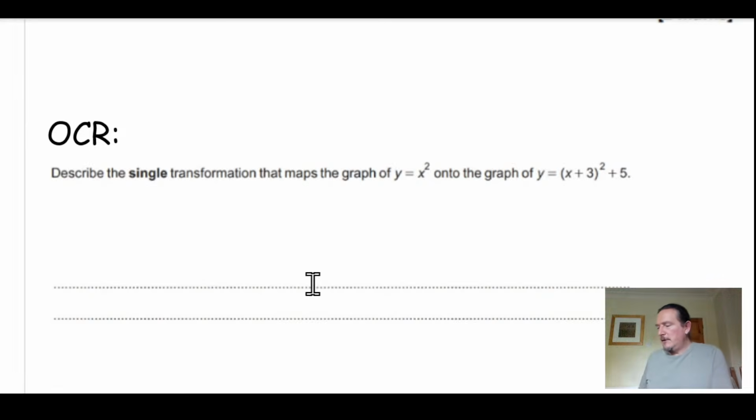Okay, so if you're having a look at what we've got here, y equals x squared, on OCR they don't use f of x, they don't use the notation, just stick with the equations. But if I've got y equals x squared and I go to y equals (x plus 3) squared, can you see I replaced the x in this function with x plus 3? So I've added 3 to the value of x inside the bracket there, and then I've added another 5 on the end. Okay, so this is like a composite transformation.